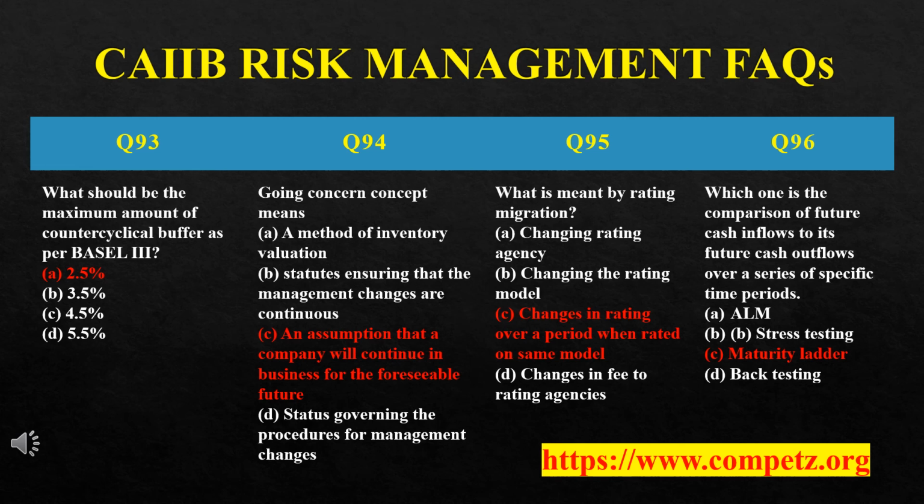Moving on to the last question in this slide: which one is the comparison of future cash inflows to future cash outflows over a series of specific time periods? There are 4 options given: ALM, asset liquidity management, stress testing, maturity ladder, and the fourth option is back testing. Answer is C, maturity ladder. Why? Because the maturity ladder is a series of time buckets, for example day 1, day 2 to 7 days, day 8 to 14 days, day 15 to 30 days, day 31 to 2 months, 2 months to 3 months, 3 to 6 months, 6 months to 1 year, 1 year to 3 years, then 3 years to 5 years, like that overall up to 15 years. The inflow and outflow of funds are examined one by one and are placed in their respective time buckets.